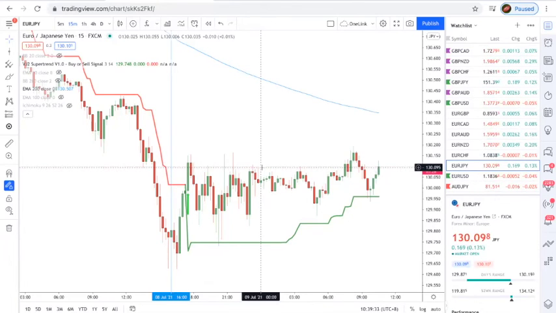If you can master this trend, with the signal buy and sell, I think you will start making money. That's why I want you all to look.